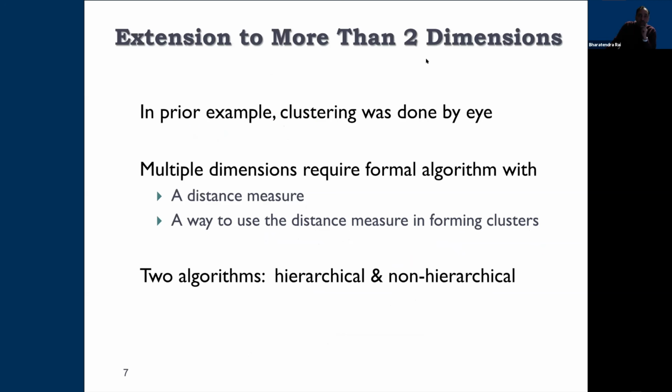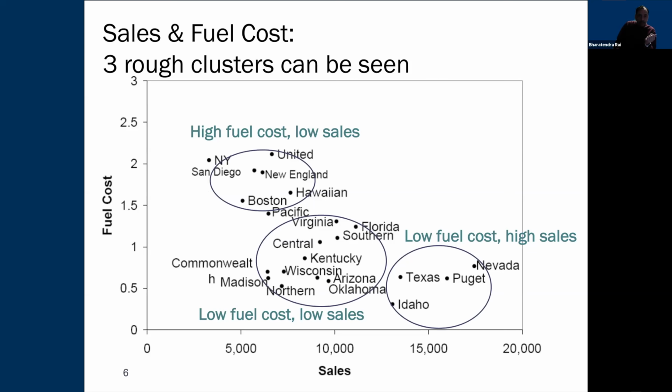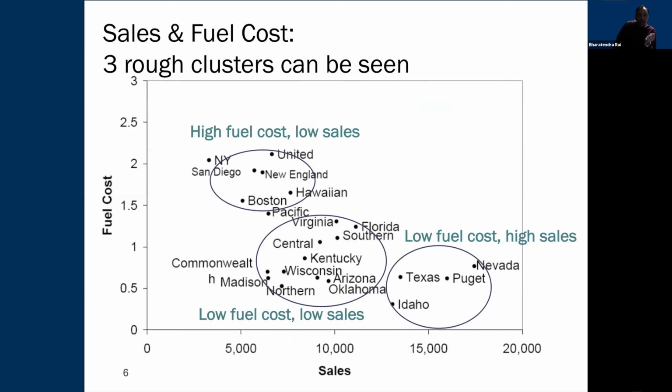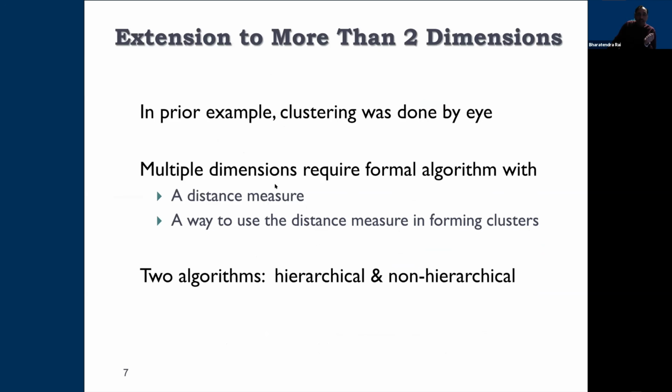Now extend this to more than 2 dimensions, because a scatter plot is just 2 dimensions, X and Y. So we could do it by eye, but if I make a scatter plot such that all 8 variables are involved, that is going to be very complex. Just with 3, we'll have 3 dimensions. So it's going to be difficult. So multiple dimensions require some formal algorithm, and that algorithm needs a measure of distance. How do we decide that company A and company B are at what distance? And we also have to have a way to use this distance measure in forming a cluster.